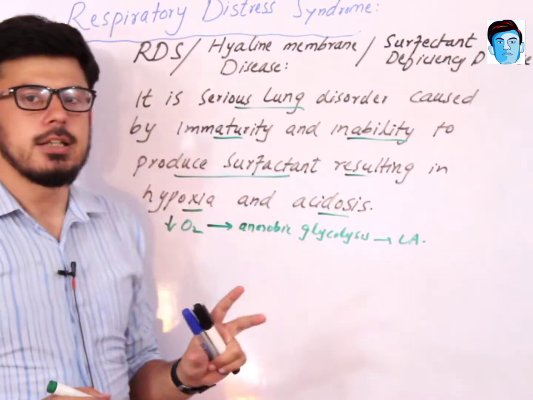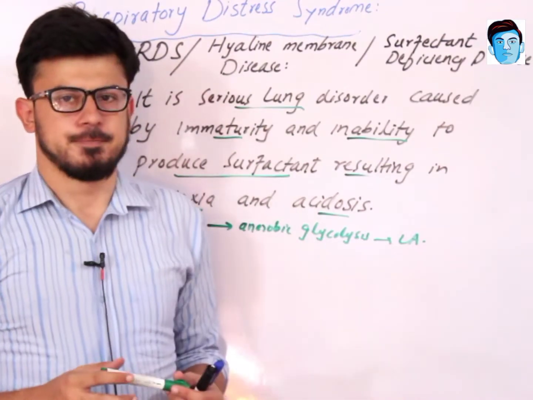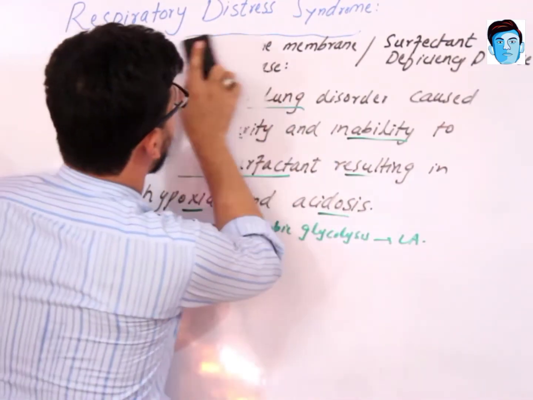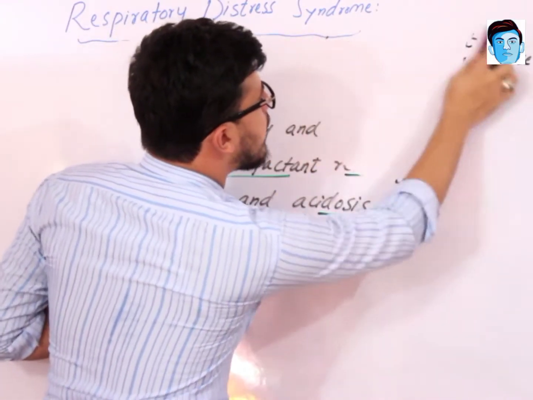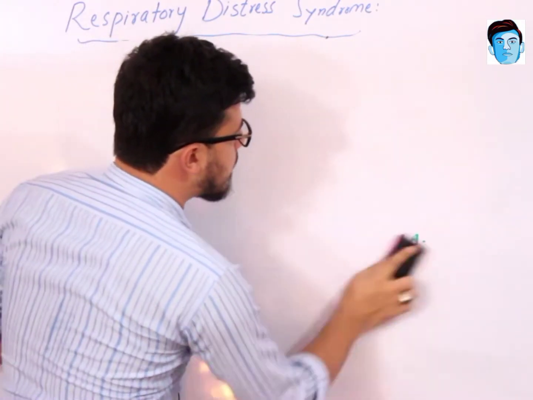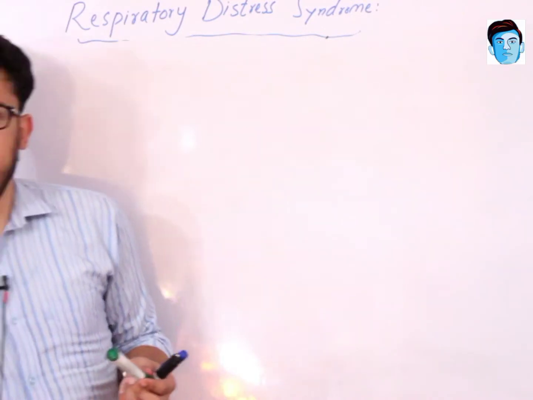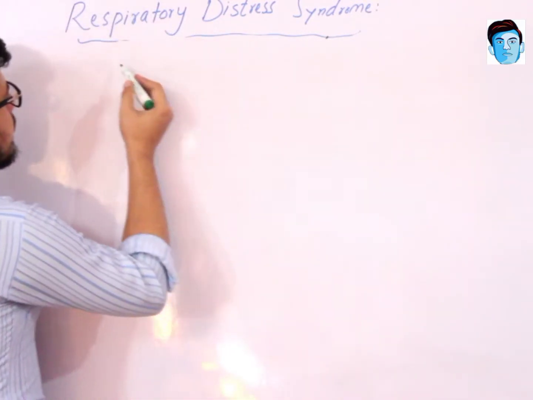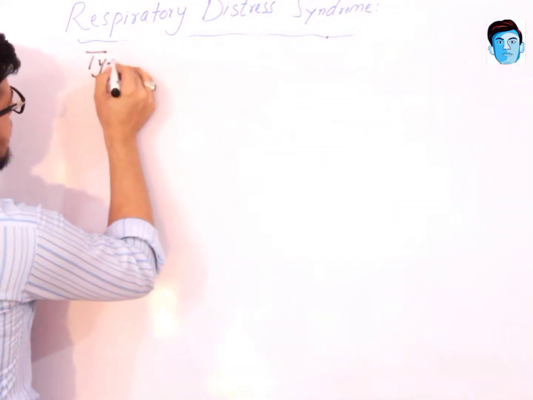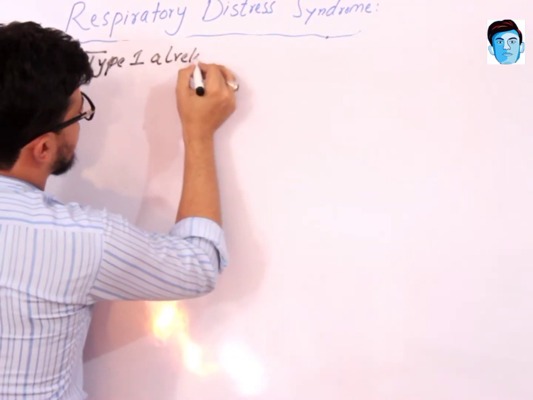Now, before discussing the disease in detail, it's important that we know about surfactant. So let's talk about the surfactant. Inside an alveolus there are three types of cells. What are the three types of cells present in the alveoli? The first is called type 1 alveolar cells.